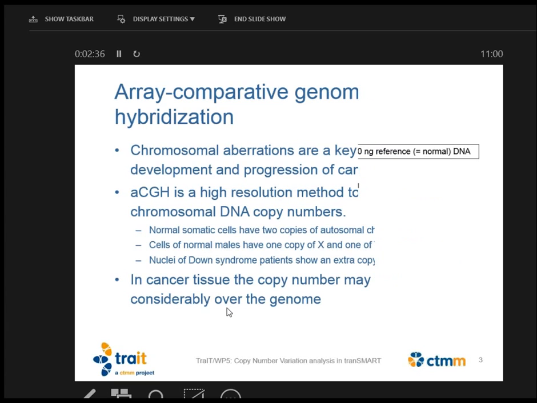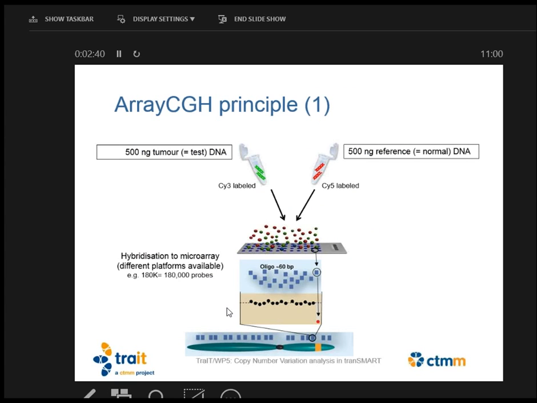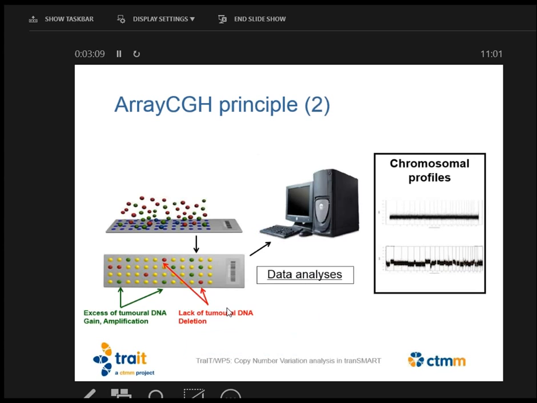So the method that is used is labeling 2 samples, tumor cells and non-tumor cells, normal cells, with different labels. Here in colors, red and green. They are hybridized to the microarray, and in this case, a microarray platform with 180,000 probes on it. Depending on whether there is an excess of tumoral DNA or a lack of tumoral DNA, or it is comparable between the tumor cells and the normal cells, you get a different coloring of the microarray. That needs to be analyzed. So the image is taken, I guess, and it is analyzed for further processing.